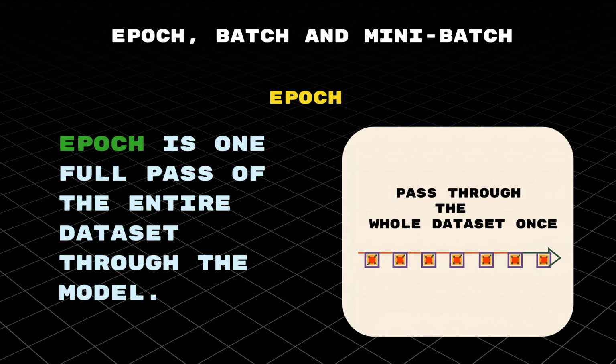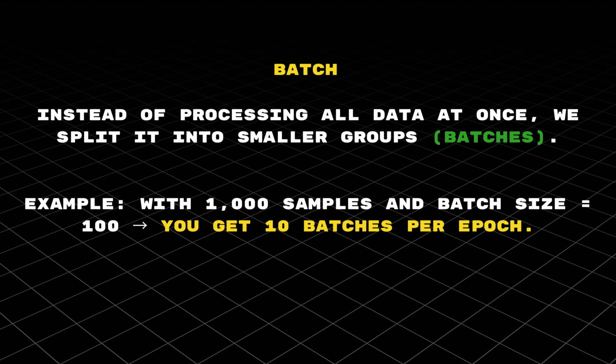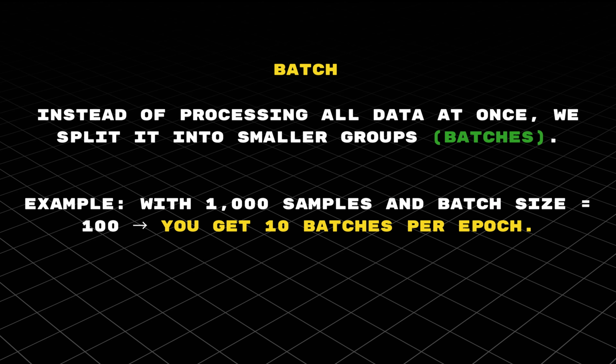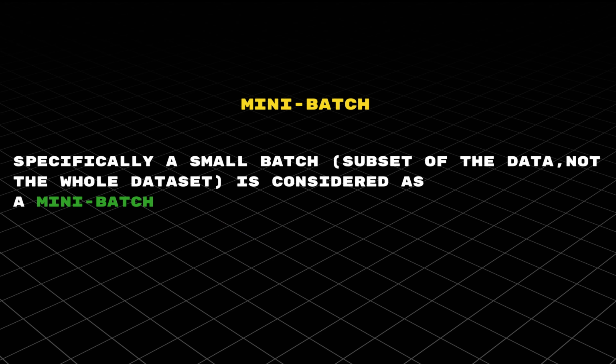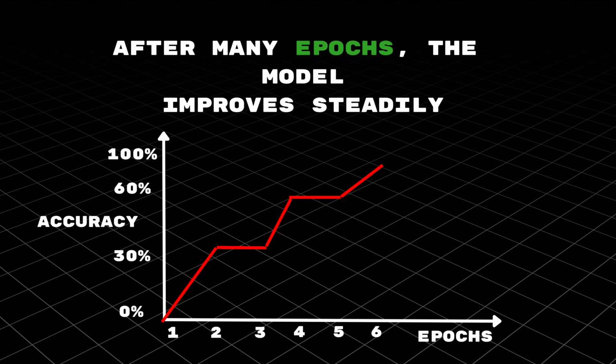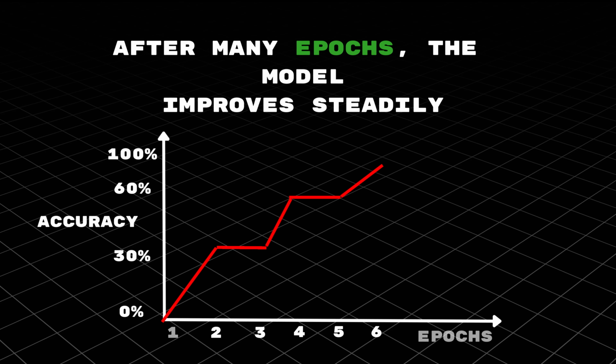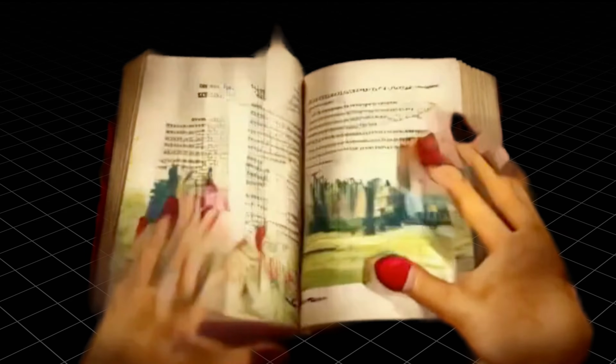An epoch is one full round through the data. A batch is the entire dataset given at once. Mini batches break it into smaller groups for efficiency. Each mini batch helps the model learn gradually. After many epochs, the model improves steadily. It's like studying chapter by chapter until the whole book is done.